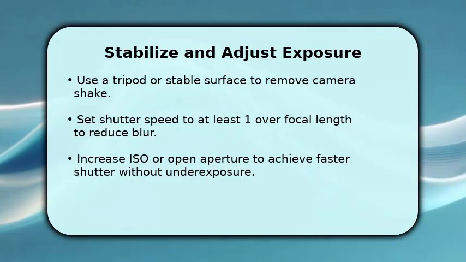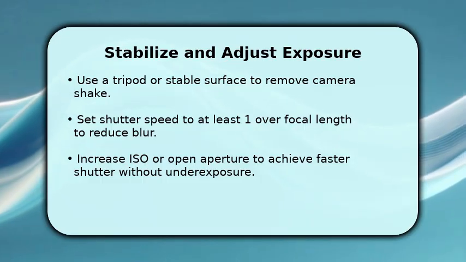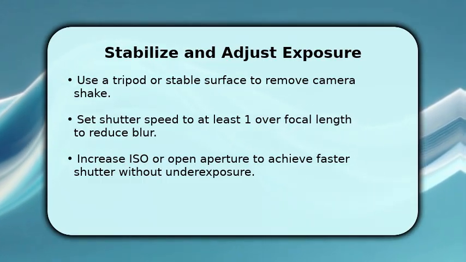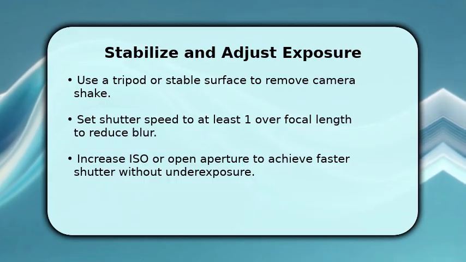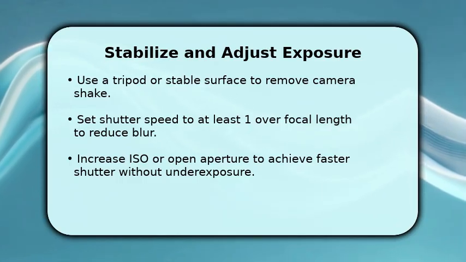First, stabilize the camera using a tripod, table, or wall for support. When handholding, set shutter speed to at least 1 over the focal length. For example, use 1/50s for a 50 mm lens on a full-frame sensor.